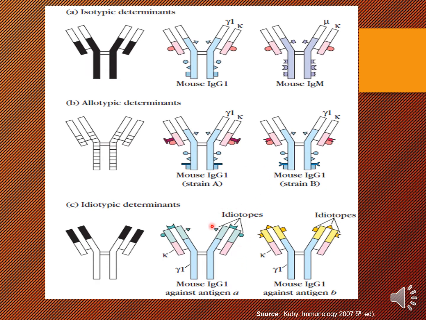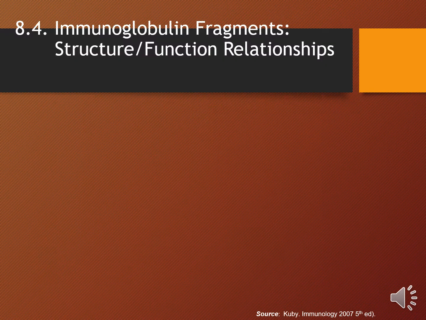Idiotype, so again, this is the antigen, the variable region, and we can see again, so this is the same antigen, the same antibody, IgG1, but against antigen A, and this is the same antibody against another antigen. They have a different configuration. We can see here the shapes of the receptors are different, and we call them idiotopes individually. Together, that's the idiotype.